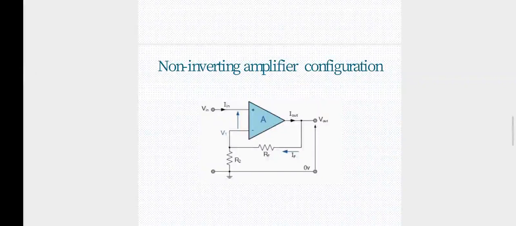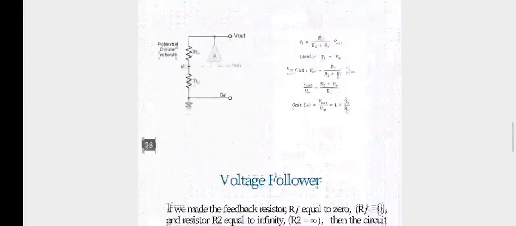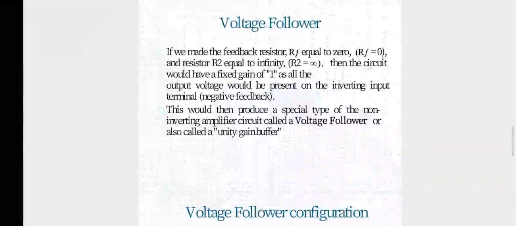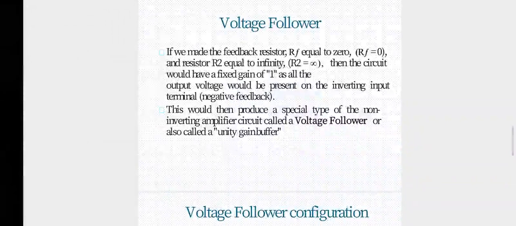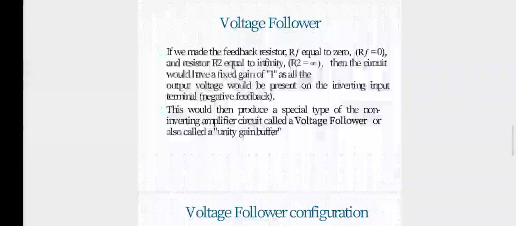Then an application of the non-inverting amplifier, generally called the voltage follower. If we make the feedback resistor Rf equal to 0 and the resistor R2 equal to infinity, then the circuit would have a fixed gain of 1. The output voltage would be present at the inverting input terminal. This would then produce a special type of non-inverting amplifier circuit called a voltage follower, also called a unity gain buffer.